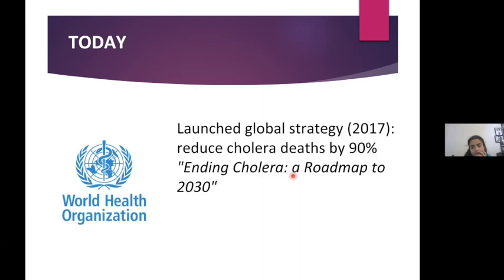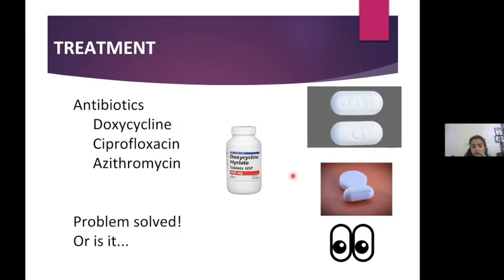And the WHO has this mission going on, ending cholera by 2030 in all parts of the globe. And of course, treatment these days is through antibiotics like doxycycline and ciprofloxacin, and so antibiotics are our main weapon against cholera. But the problem was thought to be solved for a long time, until, what do you think happened?